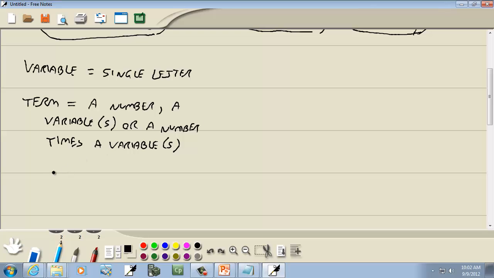Examples of terms. 7 would be a term. 5x, a number times a variable. Remember, a number next to an x indicates multiplication. This right here would be a term. And you're sitting there, well, it doesn't say anything about exponents, but I say a variable and I have an S on there. Well, remember what x squared means. That means x times x. Variables, we have two x's. That's fine.